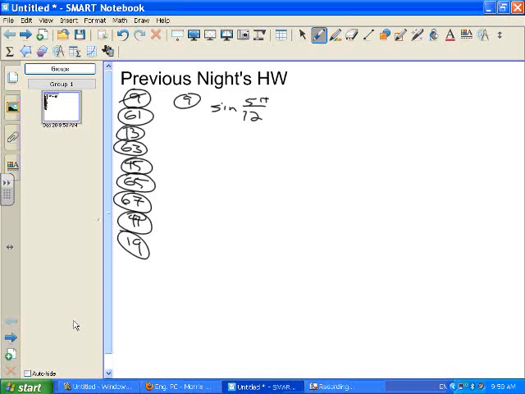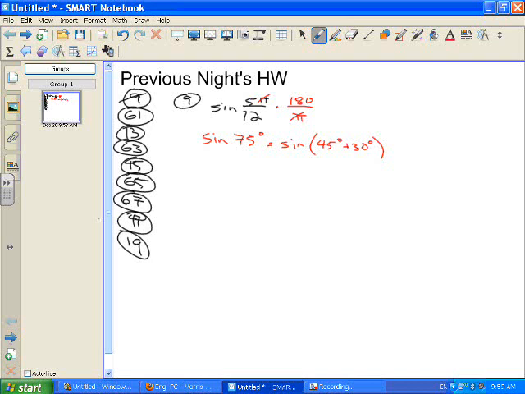First one is find the exact value of this expression. So 5 pi over 12, we should probably figure out what degree angle that would be. If I multiply that by 180 over pi, what am I going to get? 75. So this is really sine of 75 degrees, which we can break up into sine of what two angles that we're good at? 45 and 30, added together.